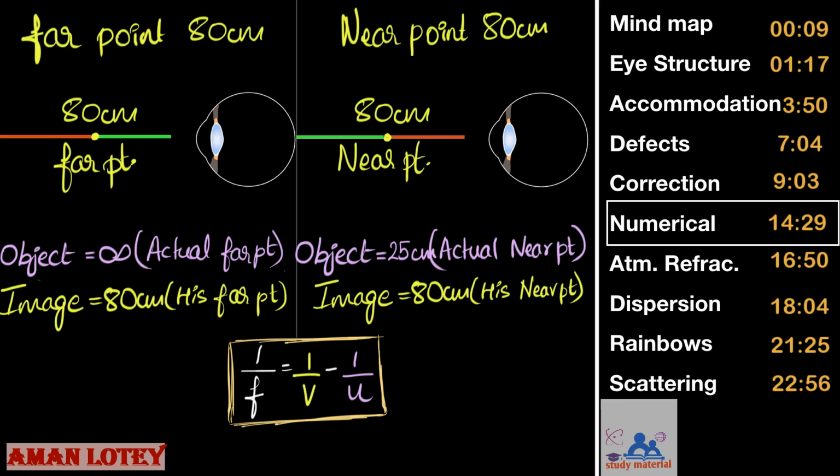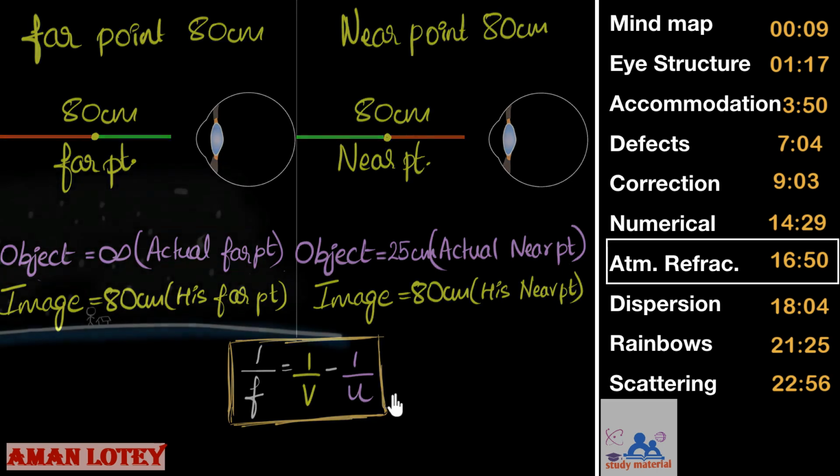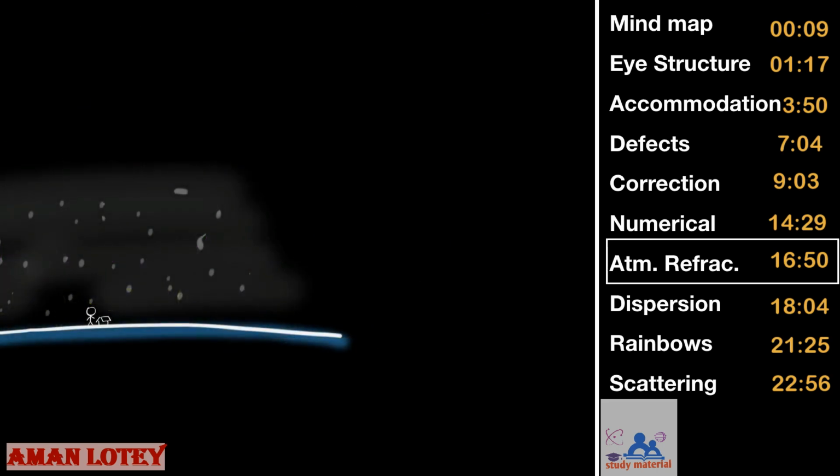This wraps up our human eye, and we now go to the colorful world. This brings us to the next subtopic, atmospheric refraction. The first consequence of atmosphere refracting light is twinkling of stars. Why do stars twinkle?